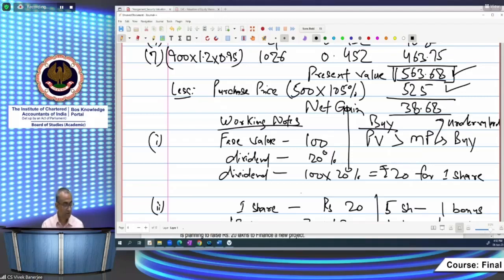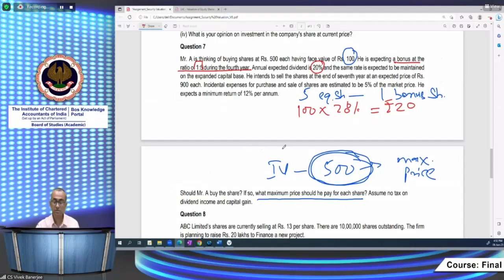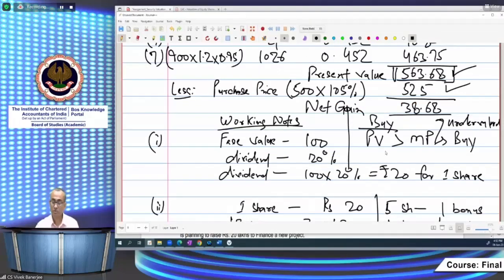Now the last part of the question, what it says is, what maximum price should he pay for each share? जनरली इंट्रिंसिक वैल्यू होता है क्योंकि मैक्सिमम प्राइस वही वो देना चाहेगा. मैक्सिमम प्राइस मींस किस प्राइस पे खरीदना चाहेगा, वो मैक्सिमम यही प्राइस पे खरीदना चाहेगा, 563.68 पे, इसी पे खरीदना चाहेगा.